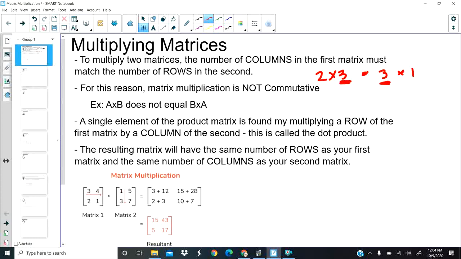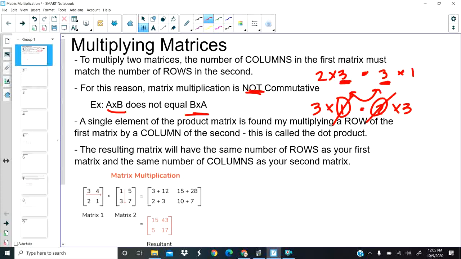For that reason, though, matrix multiplication is not commutative. So if you remember the commutative property, that would be saying that A plus B equals B plus A, or A times B equals B times A. That is not the case for matrix multiplication. A times B is not going to be the same thing as B times A. Because if I switched these two matrices and I tried to multiply a 3 by 1 matrix times a 2 by 3 matrix, then these two inside numbers, they're not the same. So you can't even multiply B times A.